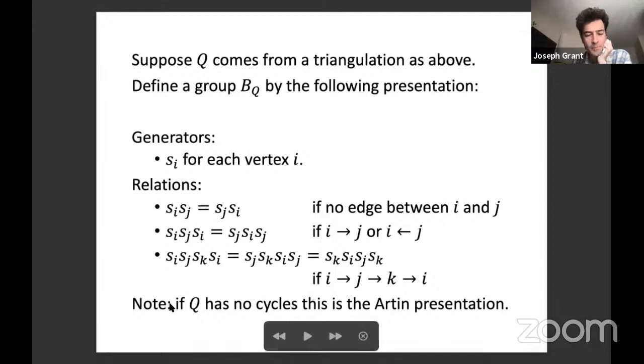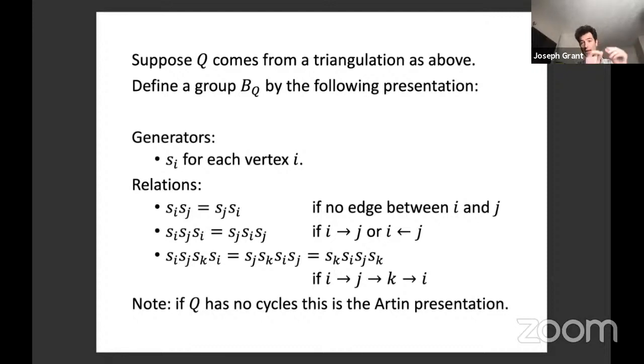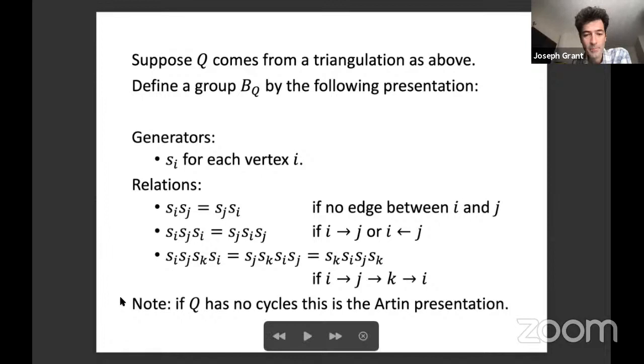The thing to notice first is that if there are no cycles, then this gives me the Artin presentation. In the first example, where I had the one vertex and I drew lines out from this to every other side, and I got a Dynkin graph with a forward orientation, this would give me back exactly the Artin presentation. But in the second example, where I had some cycle, something different would be happening. I think I've done that example on the next slide.